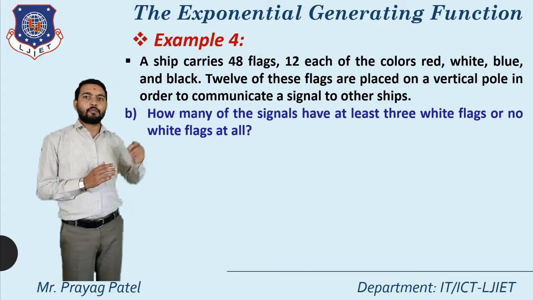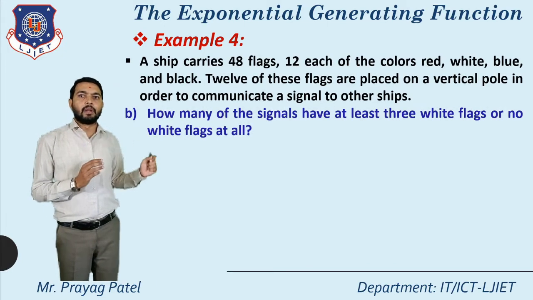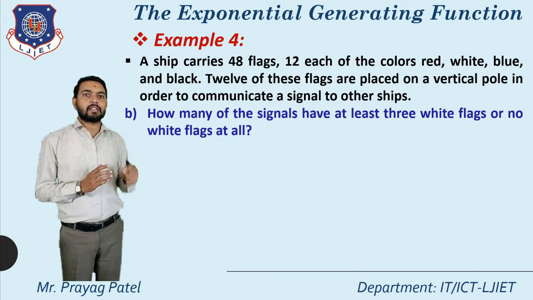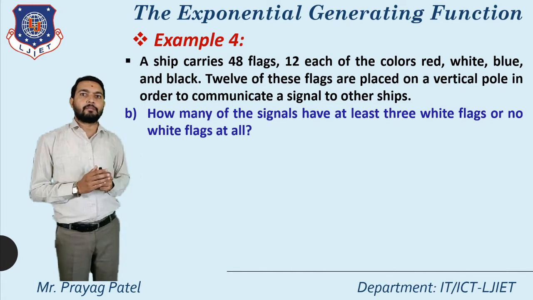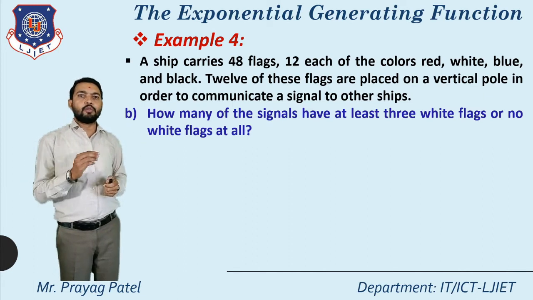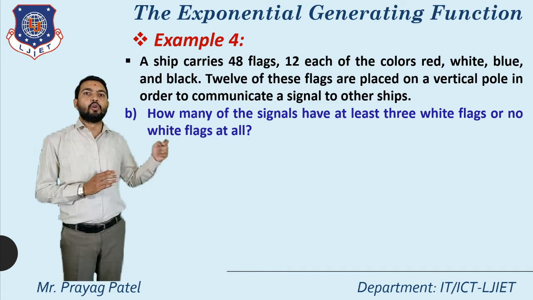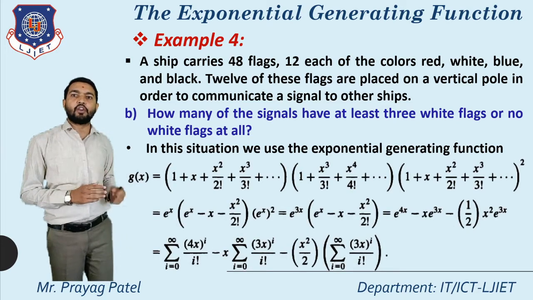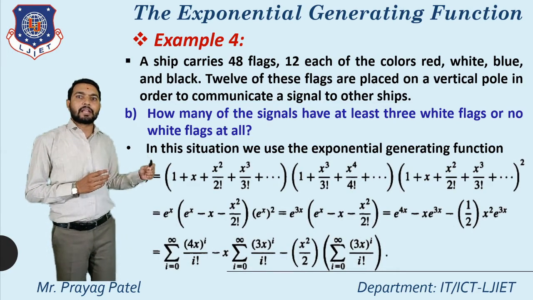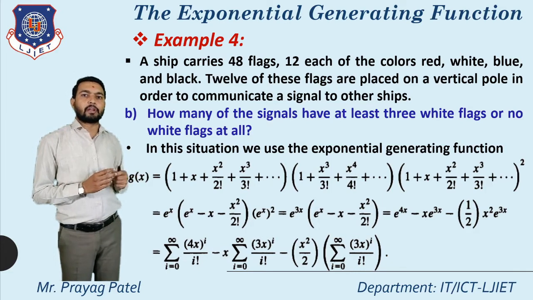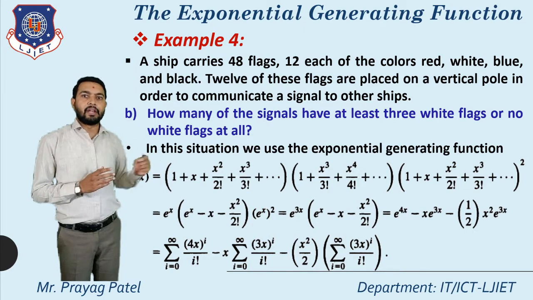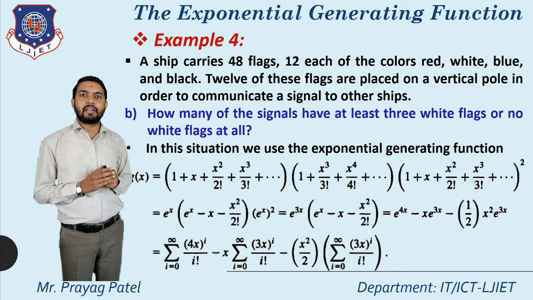Now the second question for this same example, question B. How many of these signals have at least 3 white flags or no white flags at all? That means you can use 3 white flags or no white flag. So in this situation we use the exponential generating function g of x equal to 1 plus x square by 2 factorial plus x cube by 3 factorial as the first part. The first part is used for the red color, so there is no restriction on red.